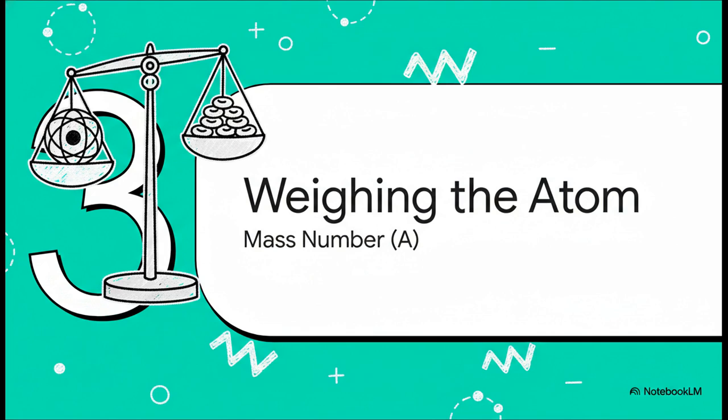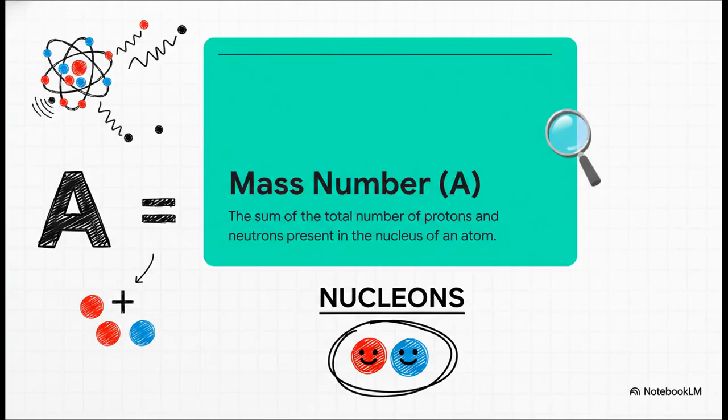Excellent. So now that we know how to identify an atom, let's figure out how we measure its weight, or to be more accurate, its mass. You see, almost all the mass of an atom is concentrated right there in its nucleus because electrons are incredibly, incredibly light. And since the nucleus has protons and neutrons, we calculate the mass number, which we represent with the letter A, by simply adding the number of protons and the number of neutrons together. In fact, these particles in the nucleus, the protons and neutrons, are often called nucleons. So really, the mass number is just the total count of nucleons.